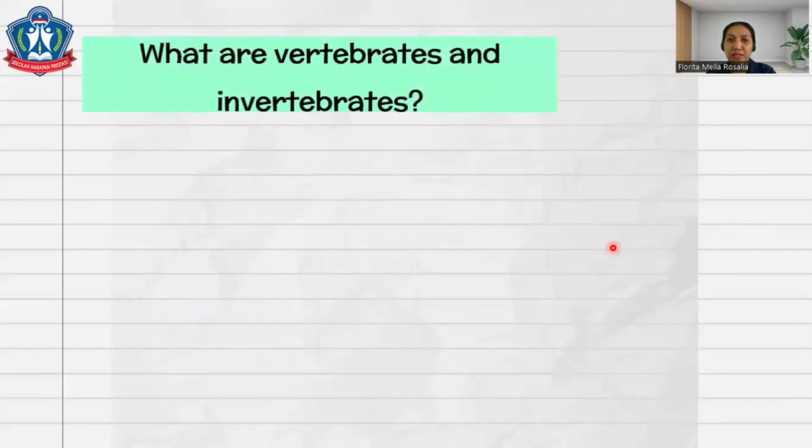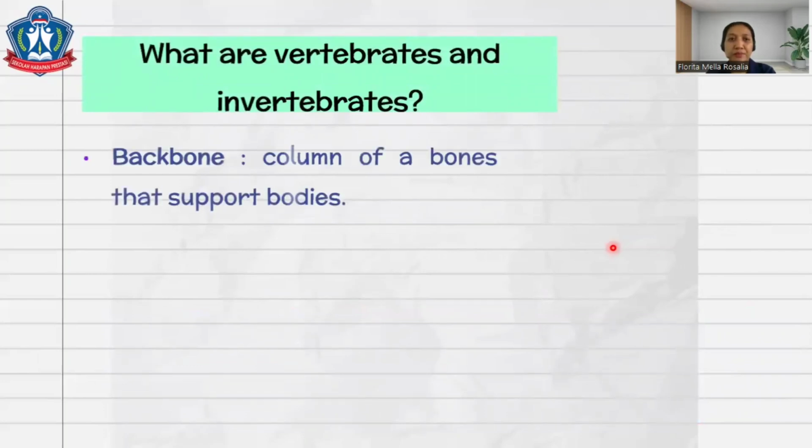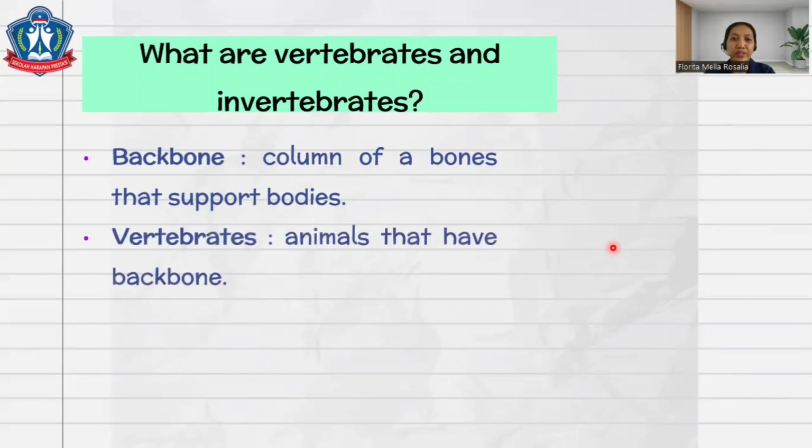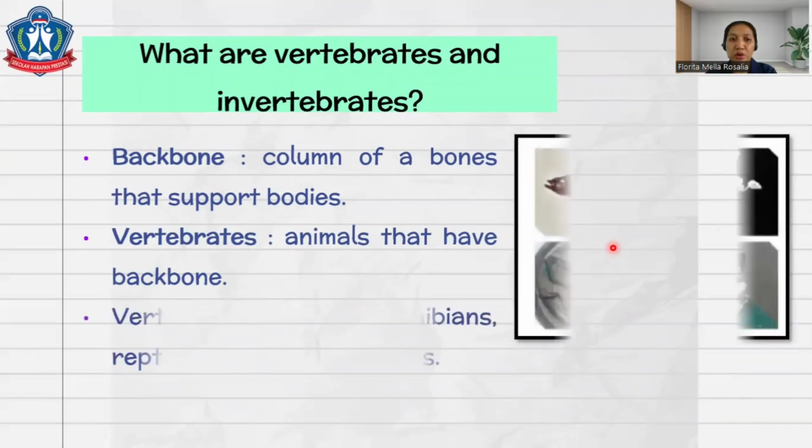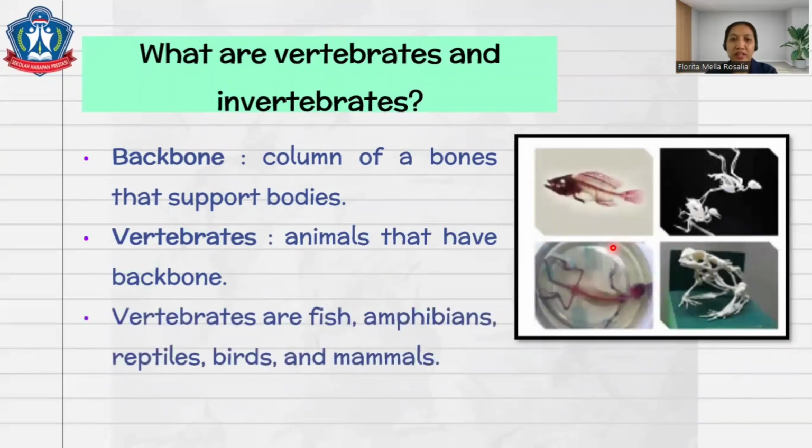What are vertebrates and invertebrates? So here, a backbone is a column of bones that supports the body. And vertebrates are animals that have a backbone. So what are the examples? It's like fish, amphibians, reptiles, birds, and mammals. So they are vertebrates.